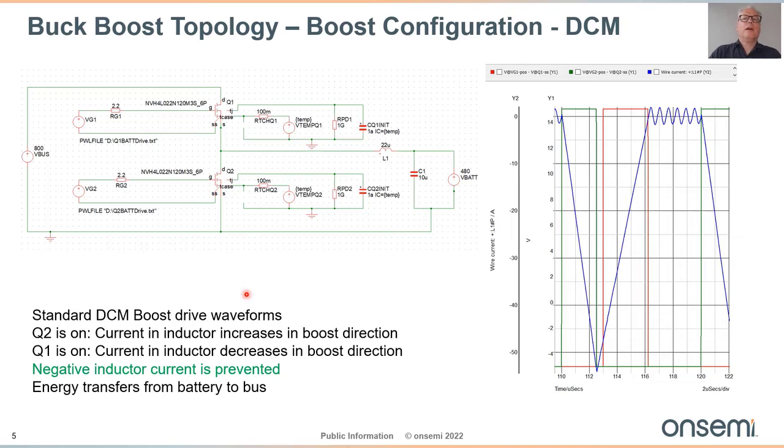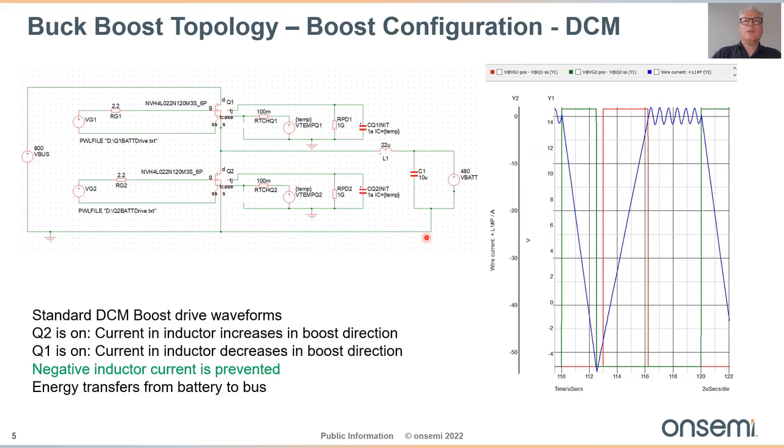Now let's look at the boost configuration. I'll start with DCM mode. So here we start off with Q2 going on. This is like a classical boost circuit. Q2 goes on, current in the inductor goes up, and then Q1 is on. It's a kind of synchronous diode. The current is then transferred to the load, just like a classical boost circuit.